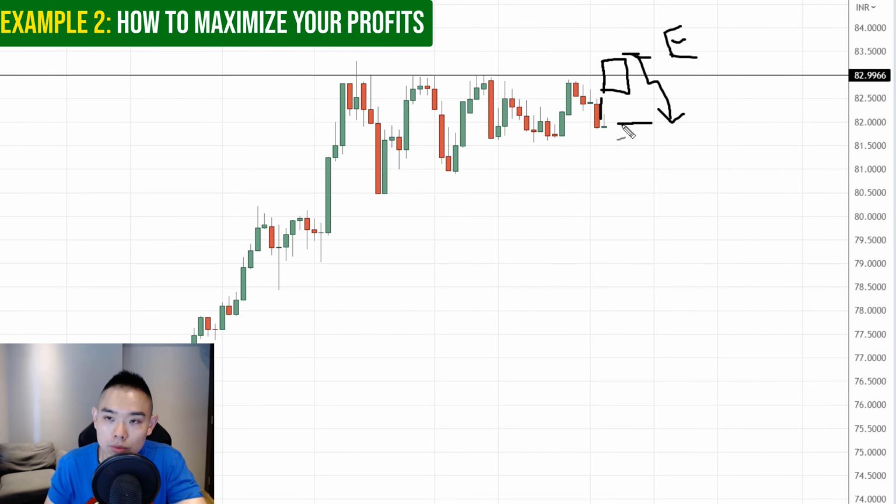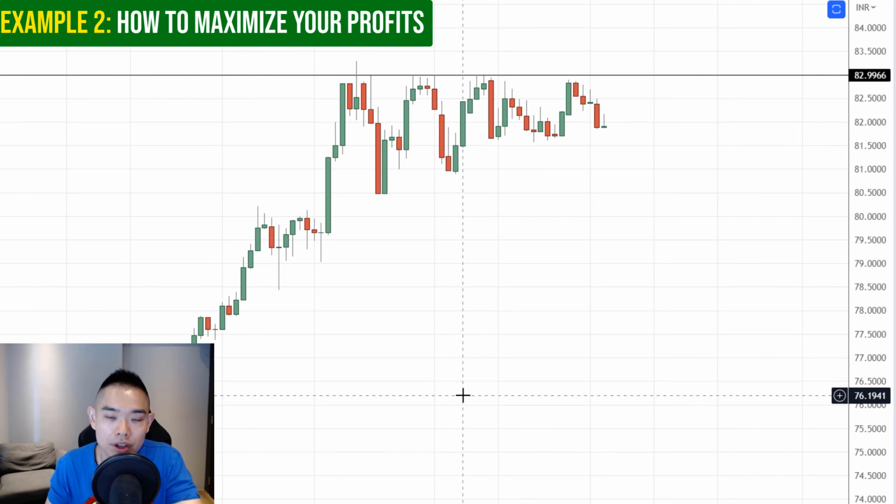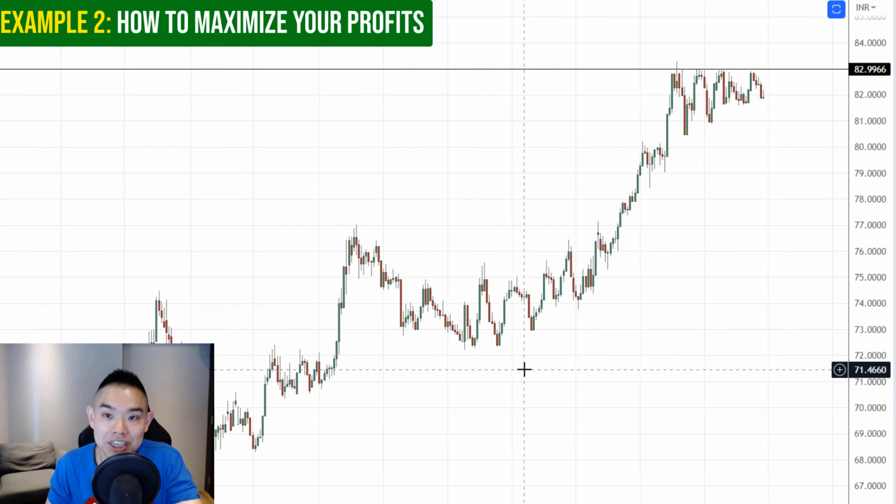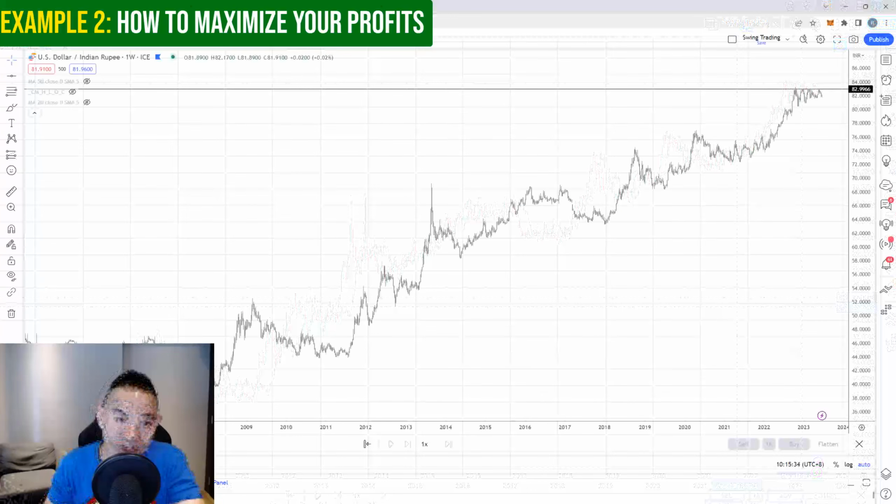Right, so you can set your stop loss somewhere about here. Now, what about your exits? Where do you take profits if the market moves in your favor? Great question, right? Because if you look at the market structure of this currency pair, you look left, it's quite insane. It's actually in a multi-decade, long-term uptrend.